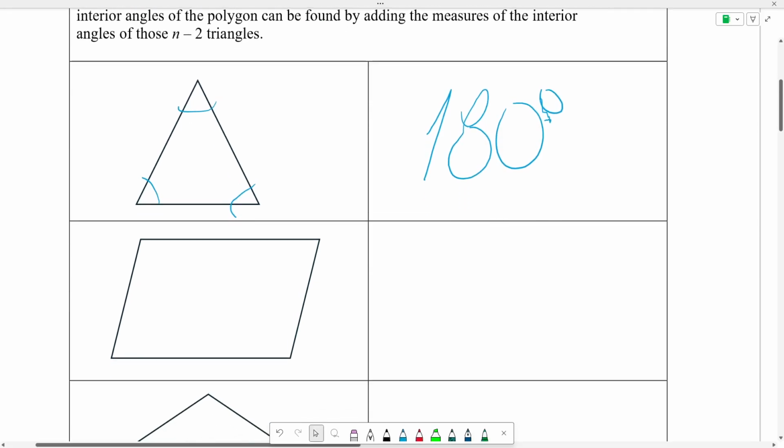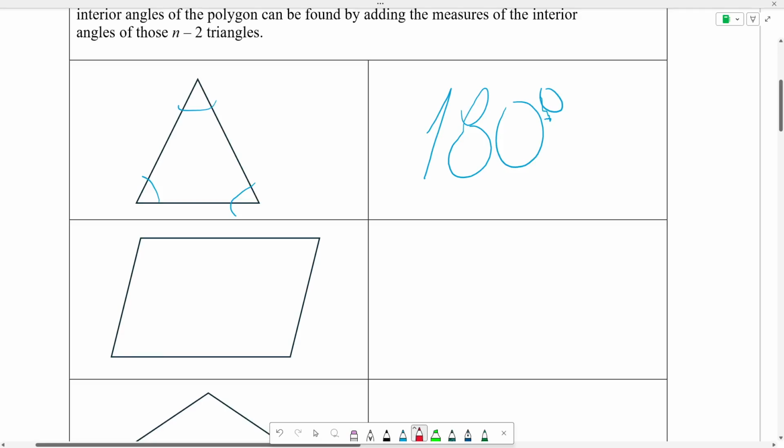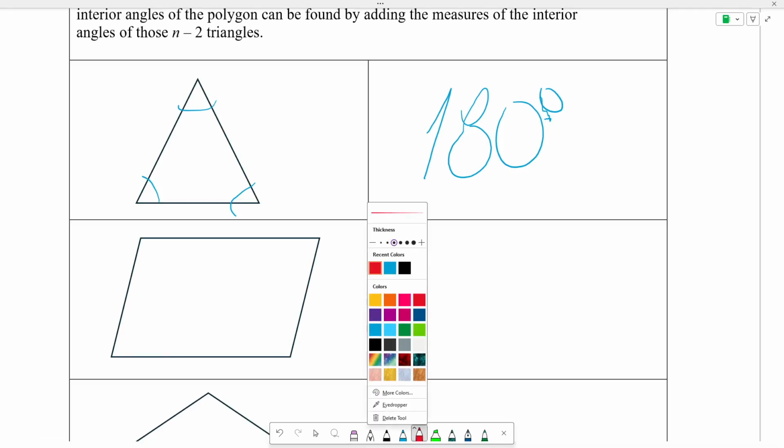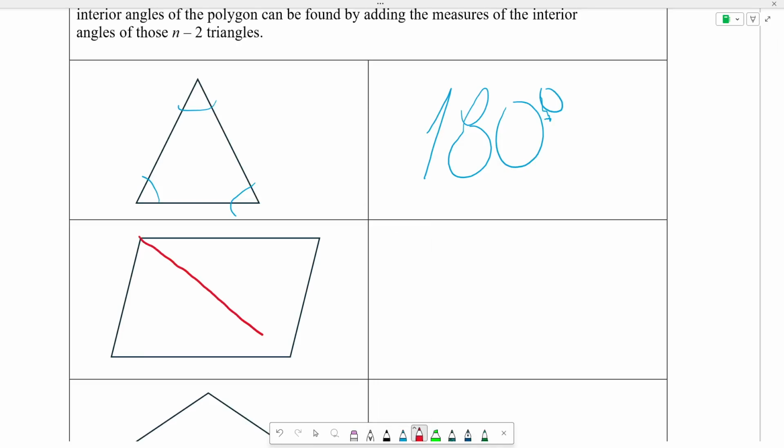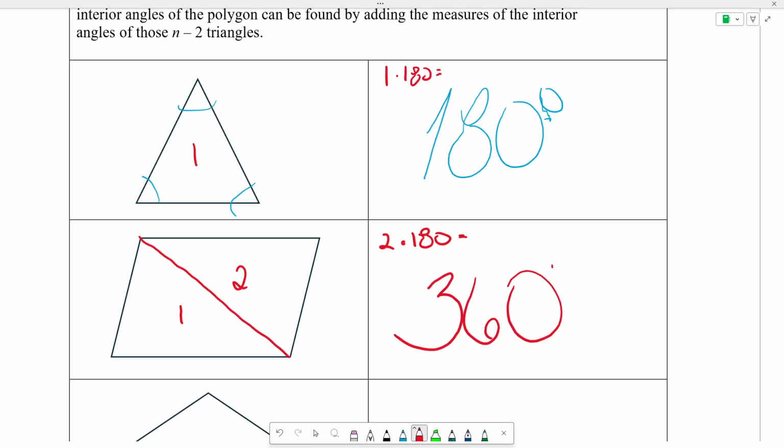So using that information, we can derive an actual formula we can use. Looking at this piece right here, I'm going to draw a diagonal in this one. Make my pen a little larger here. Then we'll draw from this corner to this corner. This is a diagonal, going from one vertex to another. I have separated this into 2 triangles. This one is 1 triangle, so I know this one is 1 times 180, which gives me 180. This one I have 1, 2, so it's going to be 2 times 180. So that tells me a quadrilateral has 360 degrees.